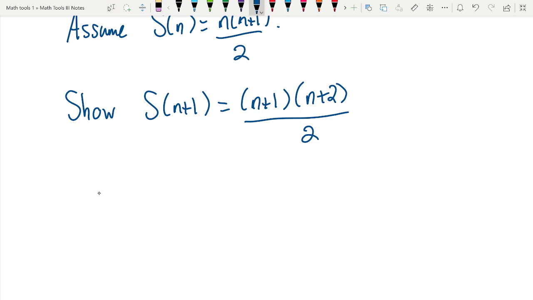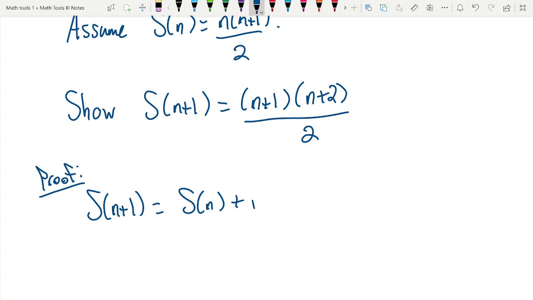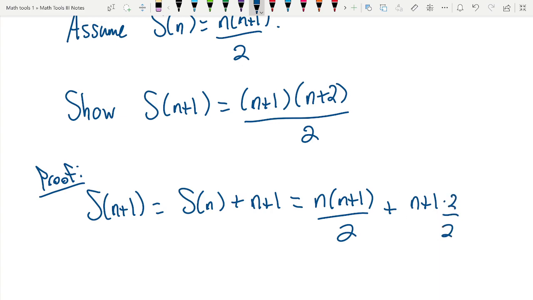For now, let's note that S of n plus 1, so let's say this is the proof here. S of n plus 1, this is equal to S of n plus n plus 1, as we saw in the series section. We know what this one is, S of n. This is equal to n times n plus 1 over 2. And now we need to add n plus 1 to it. So we're basically just hoping that this ends up being the same thing as this.